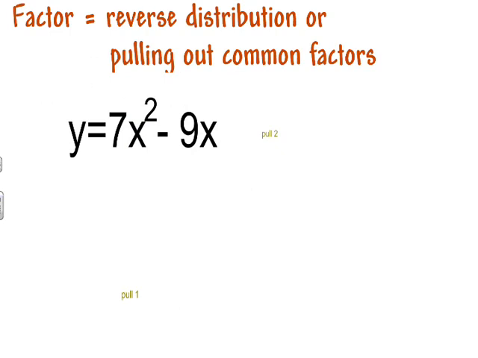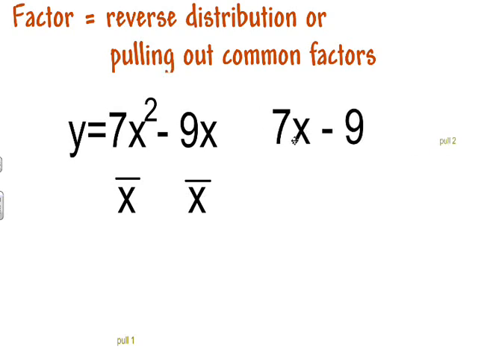So when we factor, we are reversing the distribution. If you look carefully at these two terms, you can see that both of them have a factor of x. So we could just as easily divide out a factor of x from this term, and divide out a factor of x from this term, and we would get 7x to the first power minus 9.